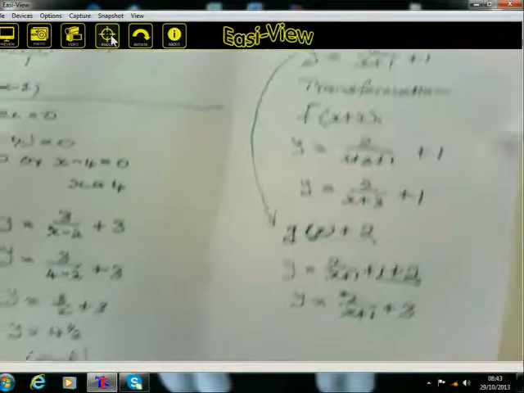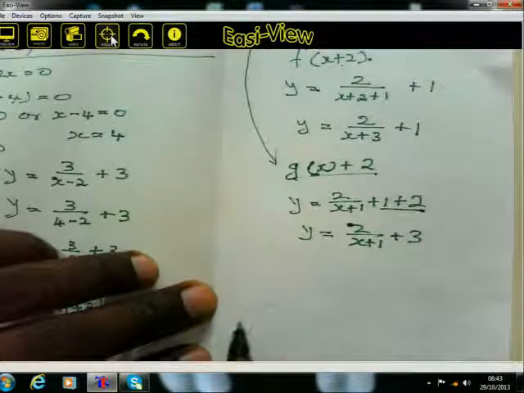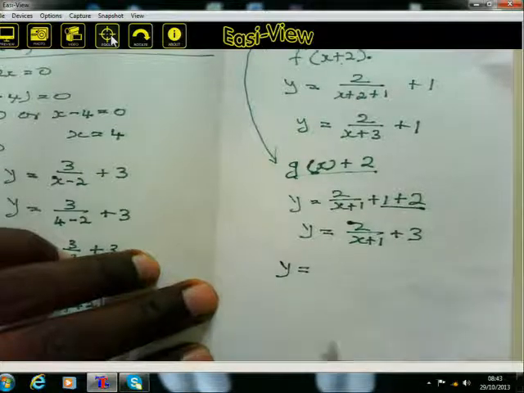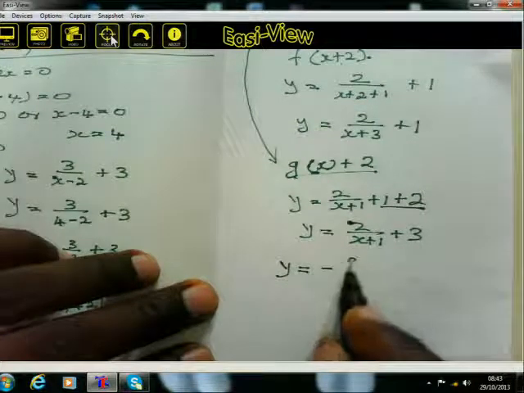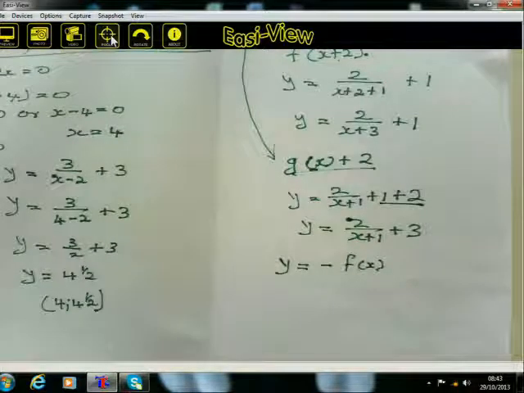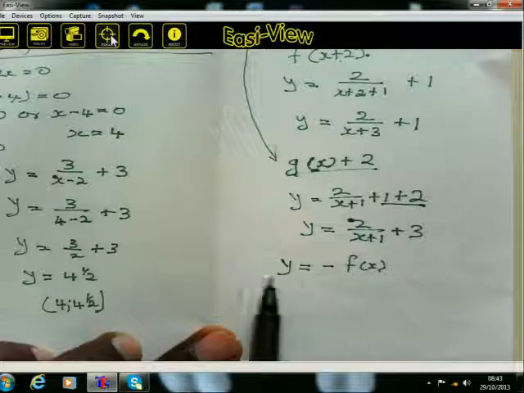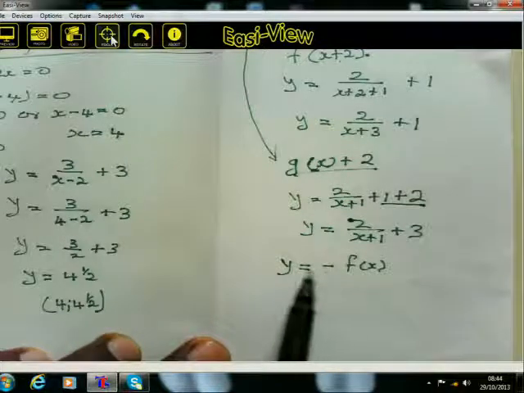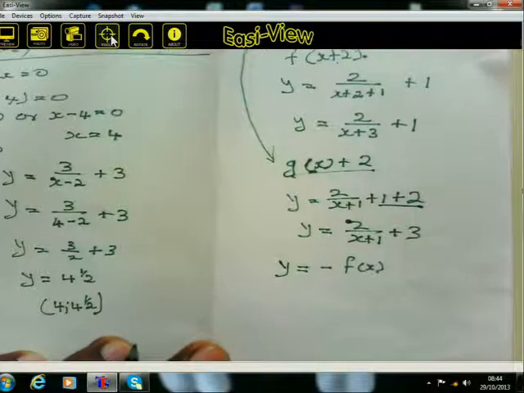I'm going to give you another one. Y is equals to minus f at x. Do you see this one? Another transformation. What is this? It is the reflection across the x-axis. Now, if in this case they want the new equation, that means we have to multiply by negative.